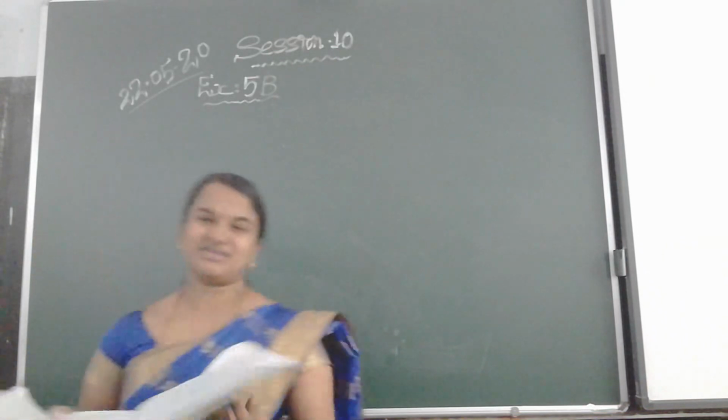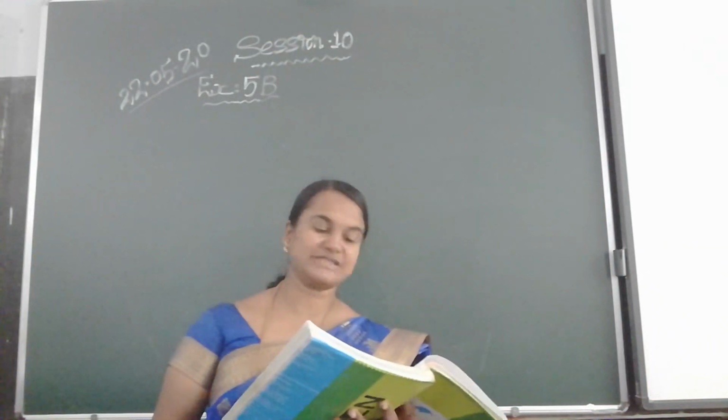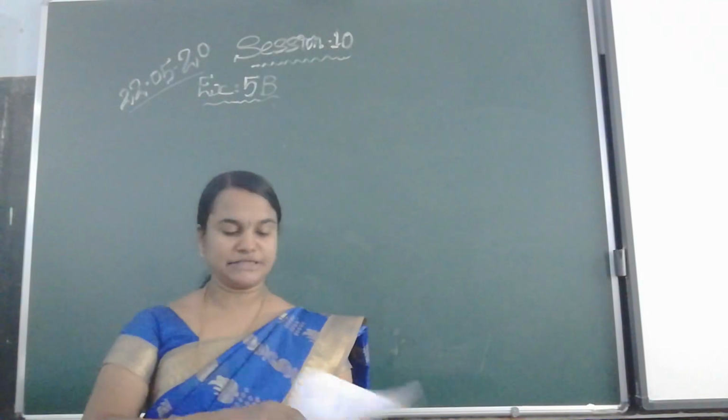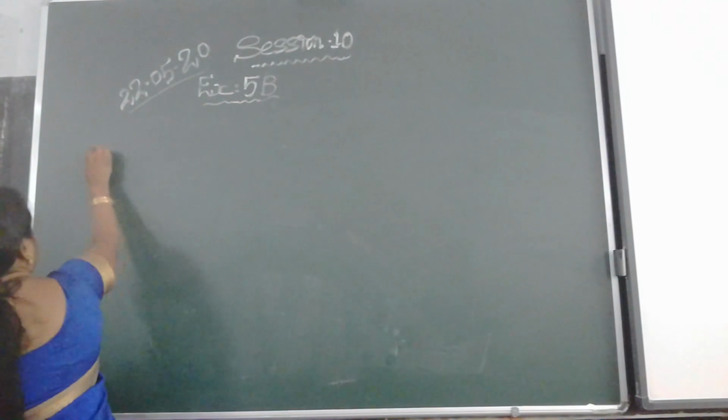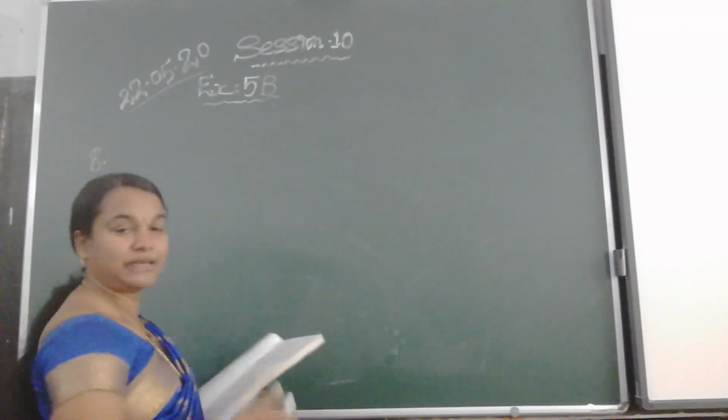In 5b, the first, second, third, fourth, fifth, up to seventh, are all true or false. That is not needed directly. We will start from question number 8. You can do the remaining true or false yourself.